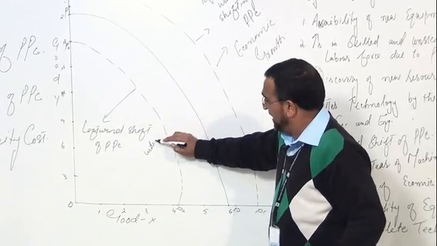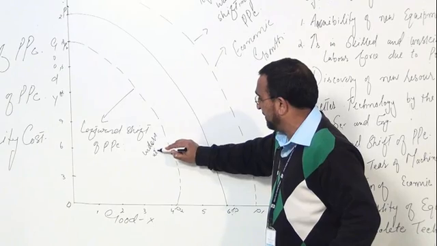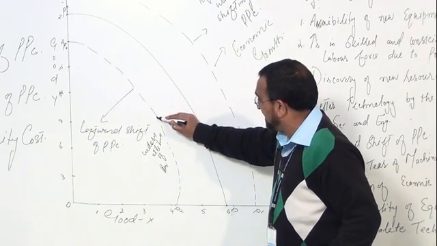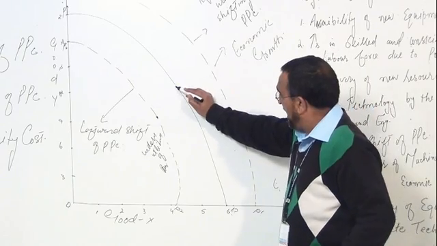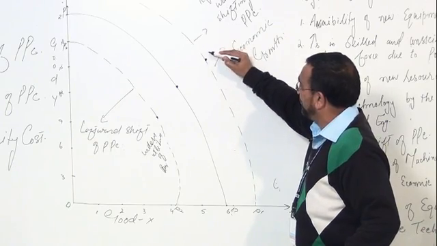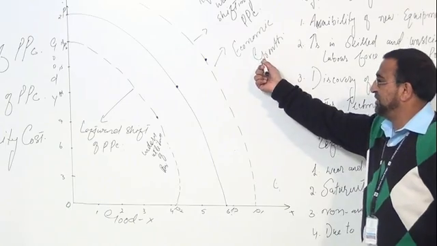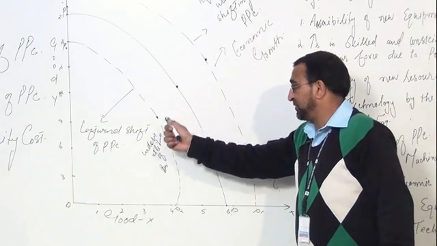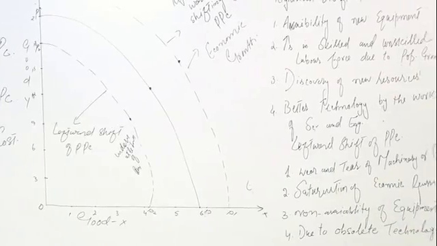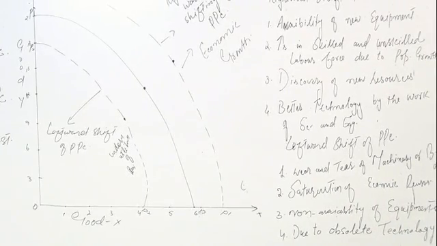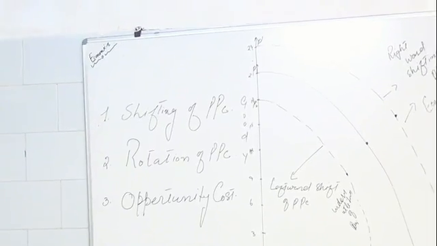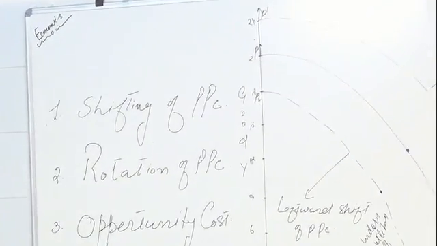Any point on this curve shows underutilization of resources. Any point of this curve shows full utilization of resources. Any point on this curve shows growth of resources. We consider this is economic growth, this is the actual situation in the economy, and this is underutilization of economic resources. So this is the first topic related to this today, that is shifting of production possibility curve. Now the next, that is rotation of production possibility curve.